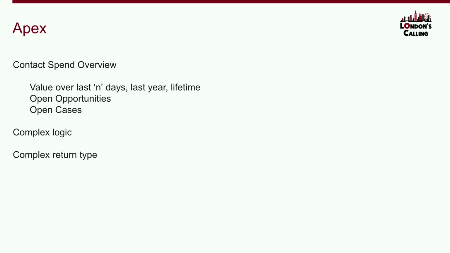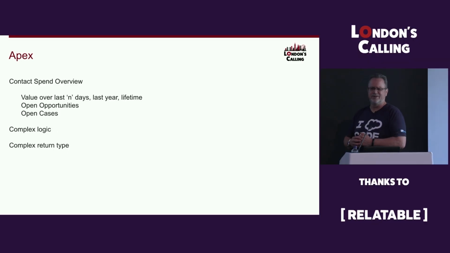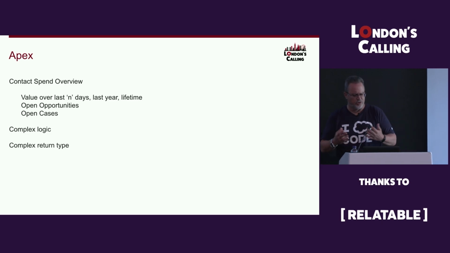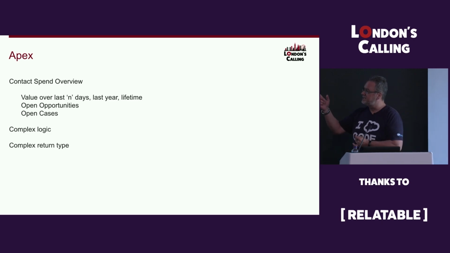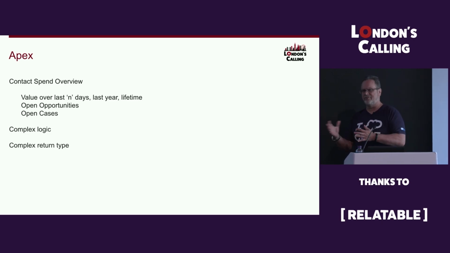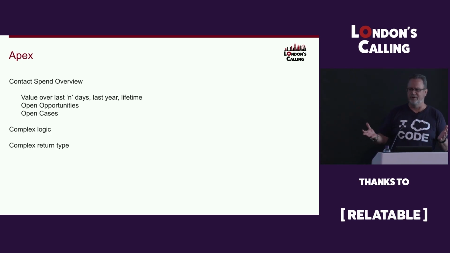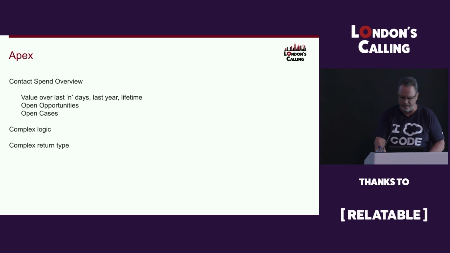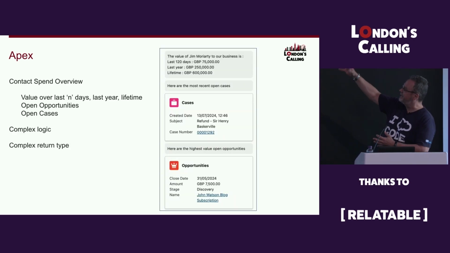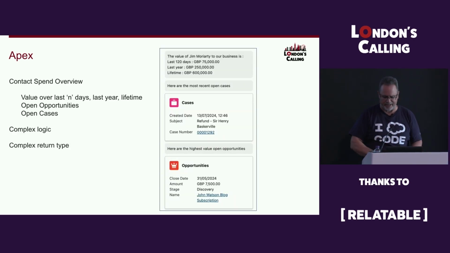Complex logic, the word complex is doing a bit of heavy lifting there. That's more about reaching into lots of different places. It's more complicated than the flow, really. But the key thing is the complex return type. If you were to do that from a flow, you'd have to return an Apex class from that instance. And I always figure if I'm delving into Apex anyway, I'll do the whole thing there. But it's that bit: how do I get all that disparate information back to a user?